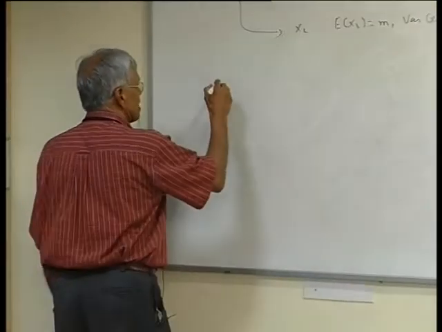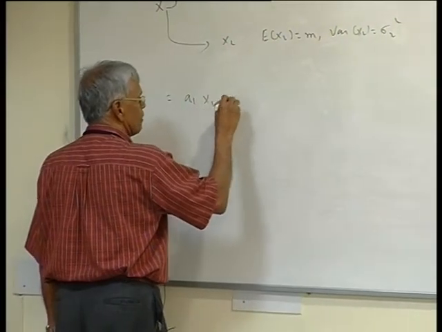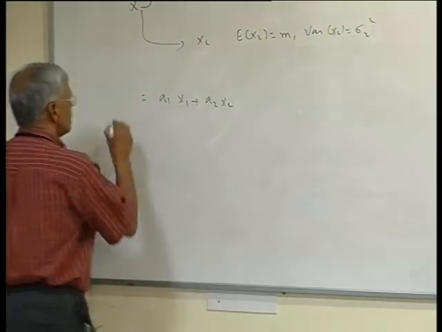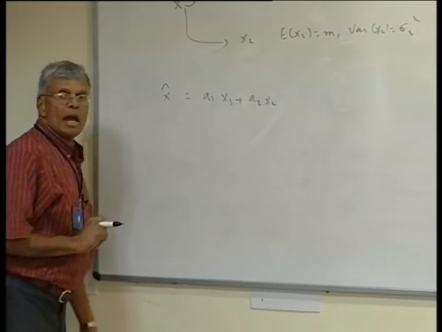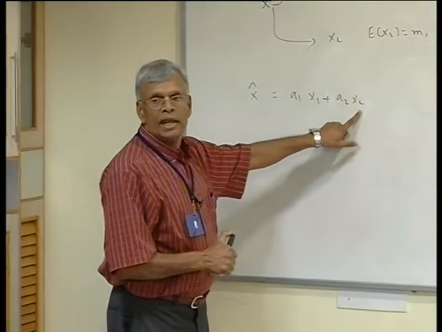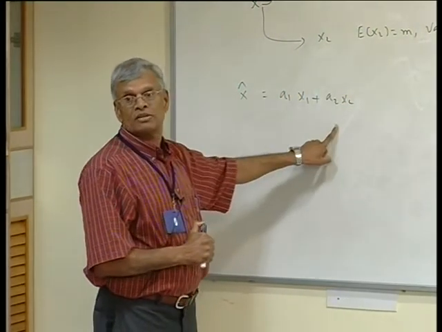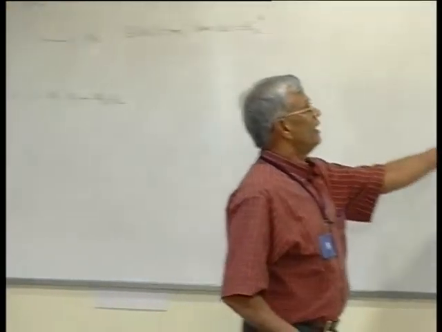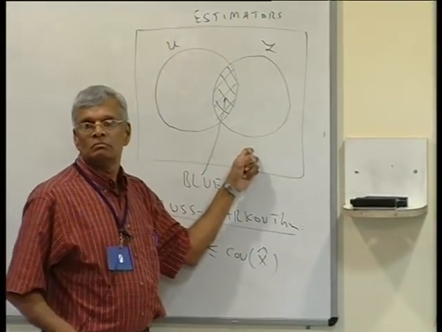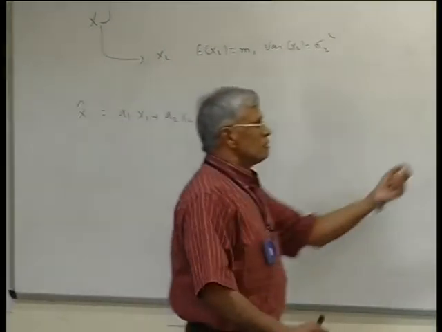So let us pretend that I'm going to get an estimator. I'm going to get a linear estimator, A1 x1 plus A2 x2, that is going to be an estimate of this x. So x1 is the data, x2 is the data. This is a linear combination of x1 and x2. It's a linear estimate. So I am already in here. Now I would like to be in this intersection.